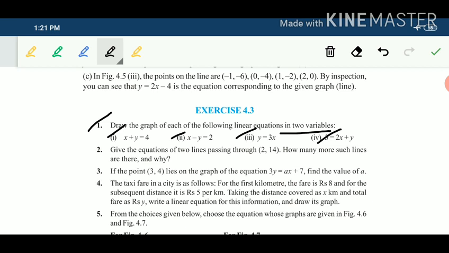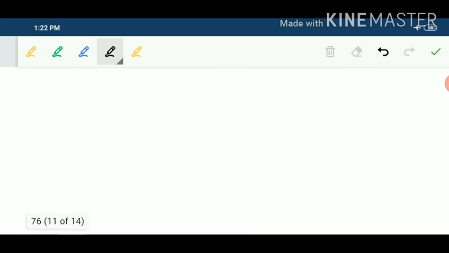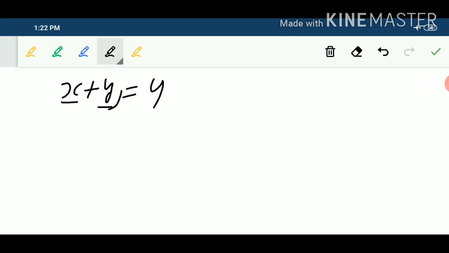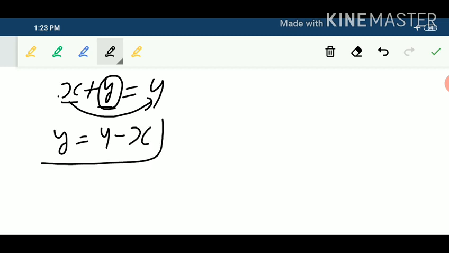This question is the same as the example. One part we will solve. Let's take the example of the first part. The equation is x plus y is equal to 4. Now find the value of any variable. You can write the equation in the form of y or x. Now find the value of y. x is plus on the left hand side, on the right side it becomes minus. So the value of y is 4 minus x.